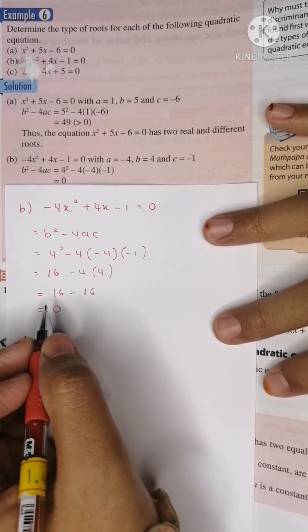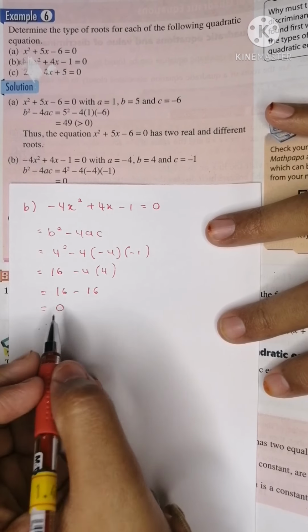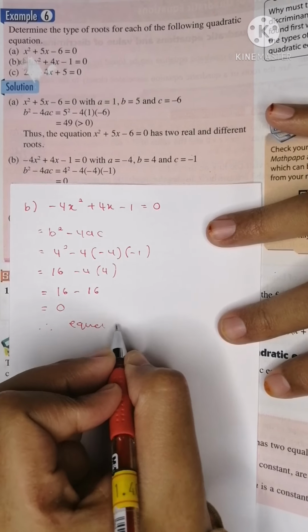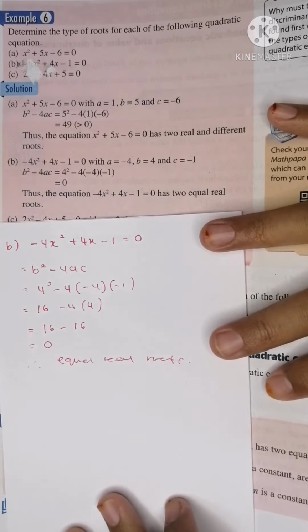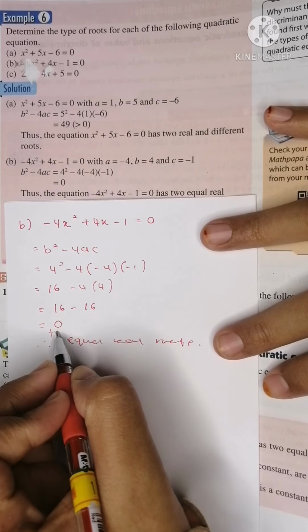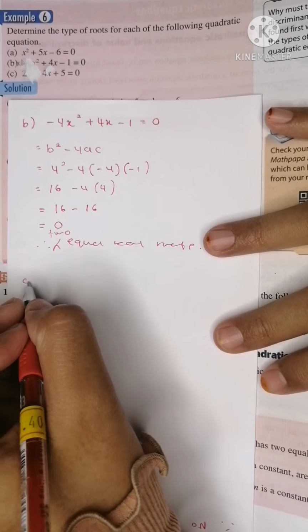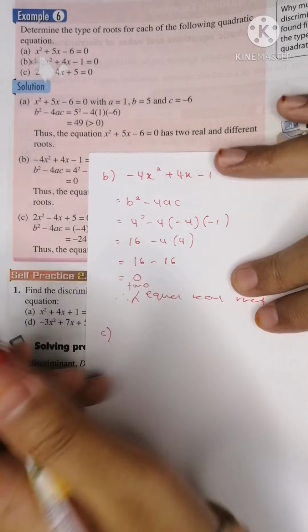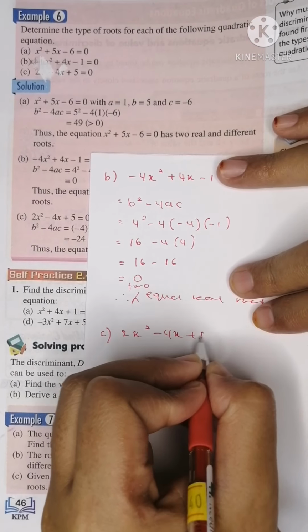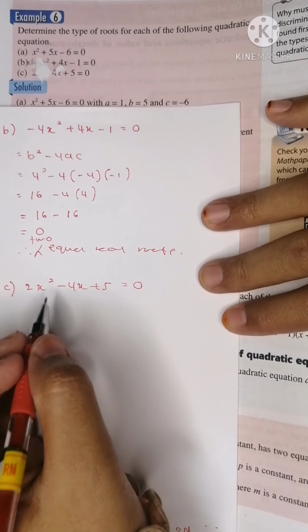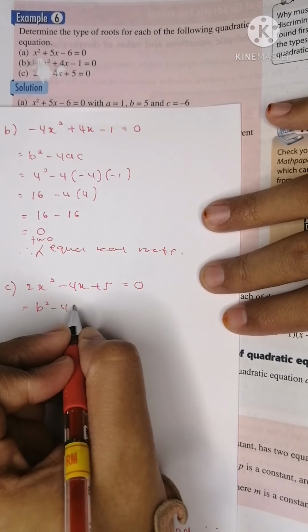So if the value of the discriminant is 0, we know that the equation has two equal real roots. Now look at C. The equation is 2x squared minus 4x plus 5 equal to 0. Now substitute in the discriminant, b squared minus 4ac.